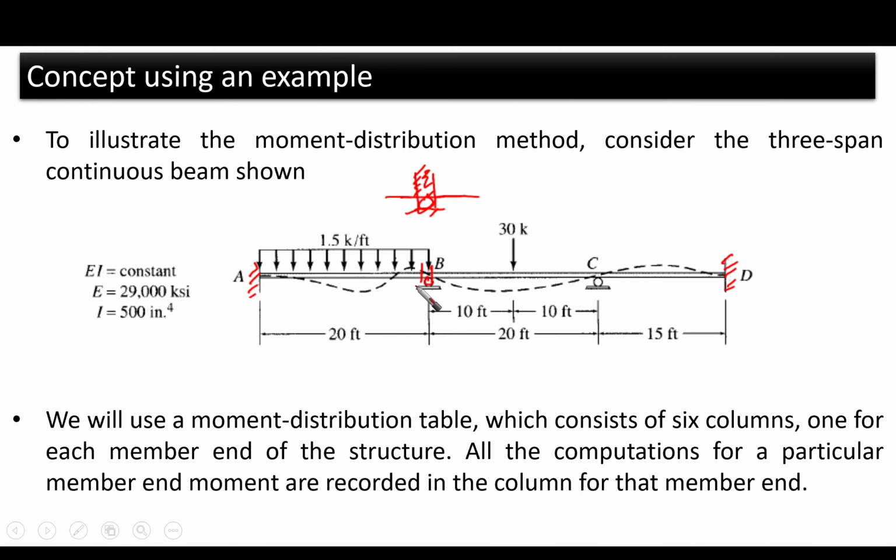So do not be confused by having a roller. Roller means that rotation is allowed. But rotation does not mean that no moment will be developed. No, moment will be developed also. So there is theta that is going to be developed, and there is moment here.